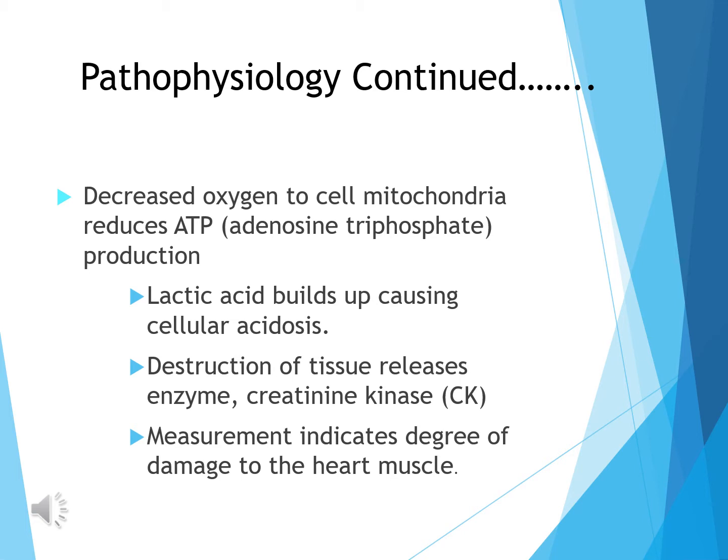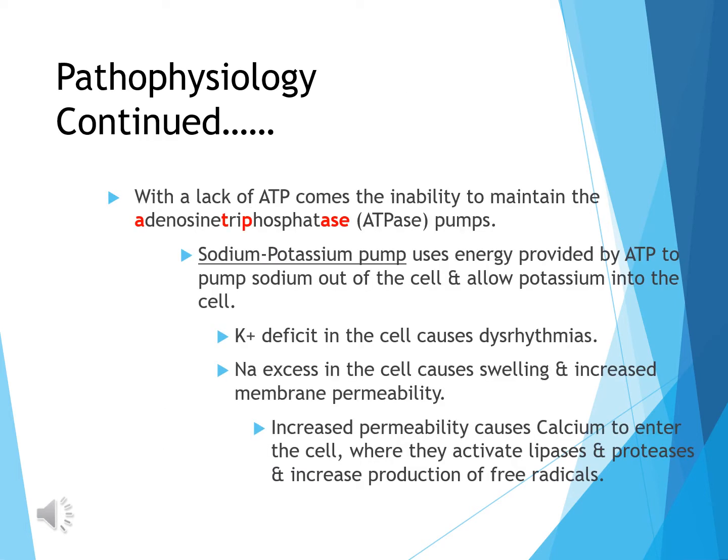We can have lactic acid buildup that causes cellular acidosis. Destruction of tissue releases the enzyme creatine kinase, known as CK, and its measurement indicates the degree of damage to the heart muscle. With a lack of ATP comes the inability to maintain the sodium-potassium pump, which uses energy provided by ATP to pump sodium out of the cell and allow potassium into the cell. Potassium deficit in the cell can cause dysrhythmias. Sodium excess in the cell causes swelling and increased membrane permeability.